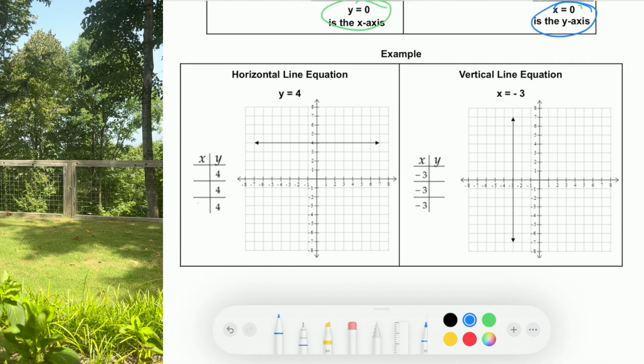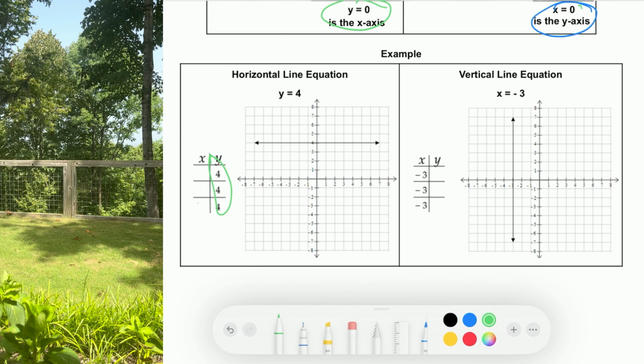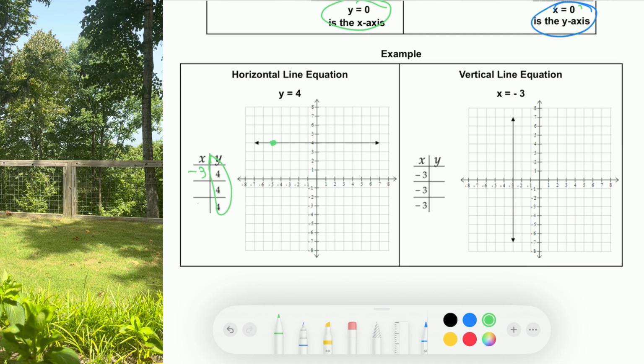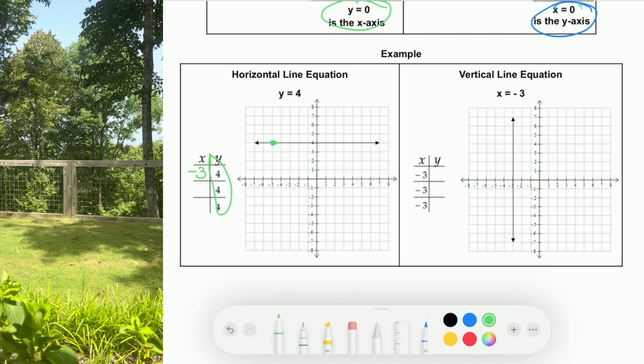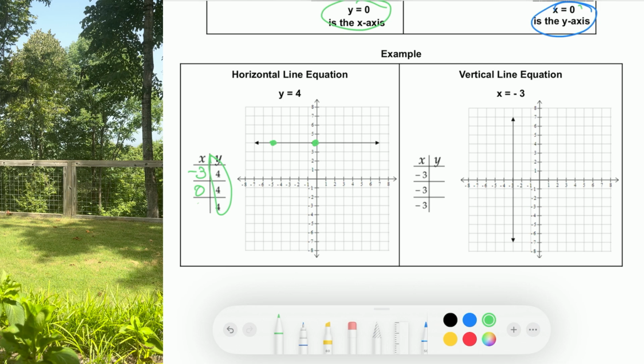All right, so an example. We have a horizontal line here. We have y equals 4. And you'll notice right here, all of the y's are 4. But let's plug in some x values. I just have to pick some random points along this line, and they'll be solutions. So I'm going to pick -3. So that's -3, 4. Well, what if I pick 0 for x? I'm right here. So that's 0, 4. And if I pick 3, that is also a 4 for y. So we have 3, 4.